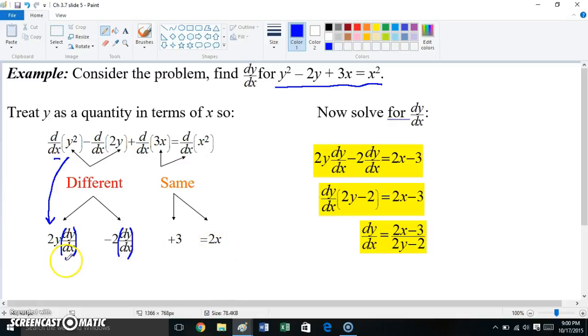Okay, what I'm going to do now is factor the dy/dx terms from the left-hand side. Actually, we are going to isolate those dy/dx terms. So let's move the 3 to the other side. We get 2x minus 3 on the right. Then let's factor the dy/dx from 2y minus 2. Then we'll isolate dy/dx by dividing by 2y minus 2. And so here's the derivative of this function with respect to x.